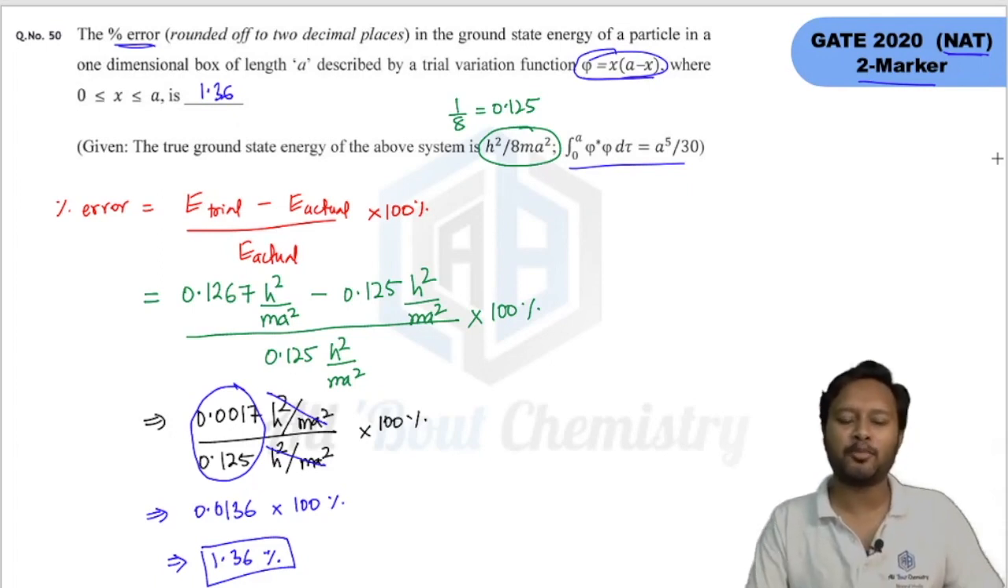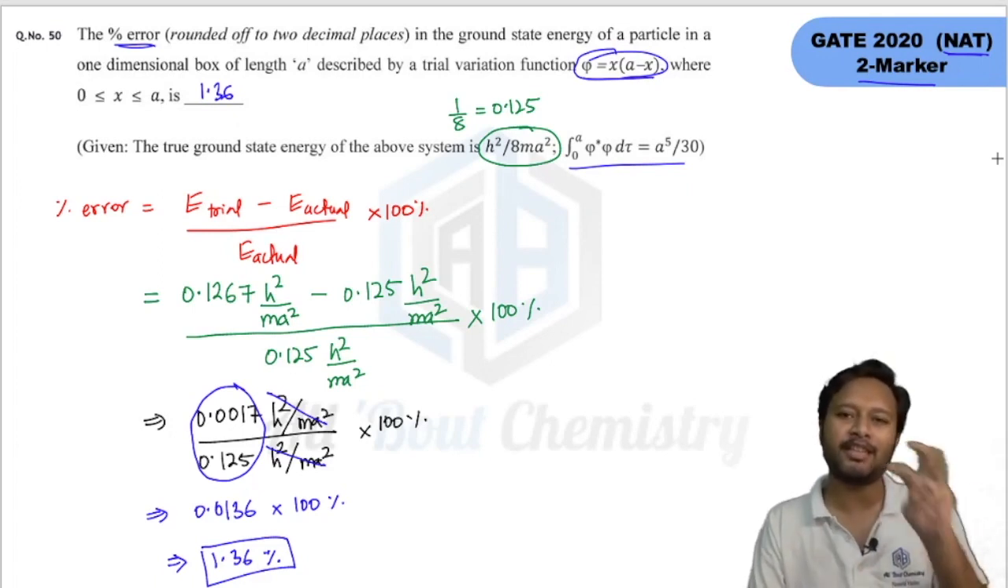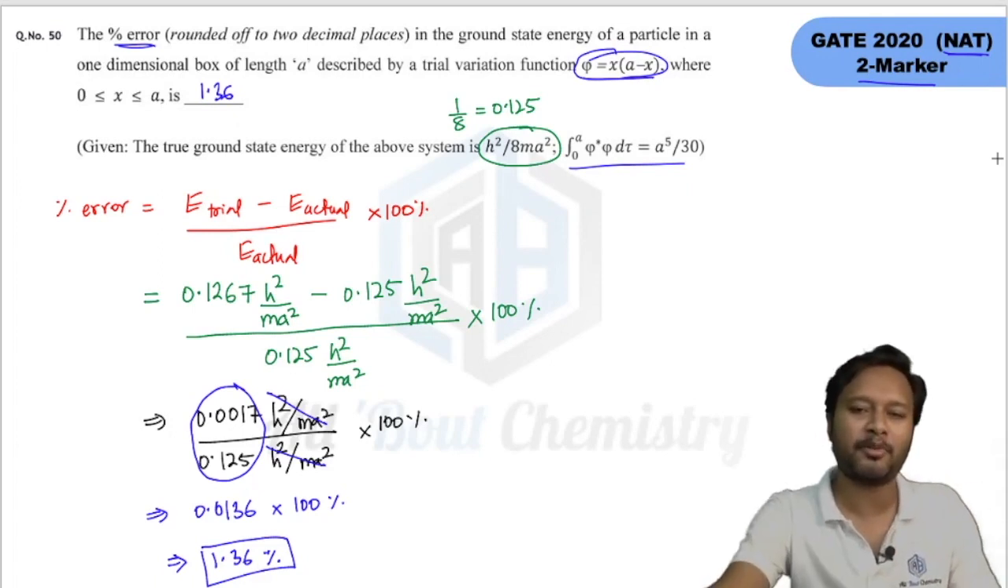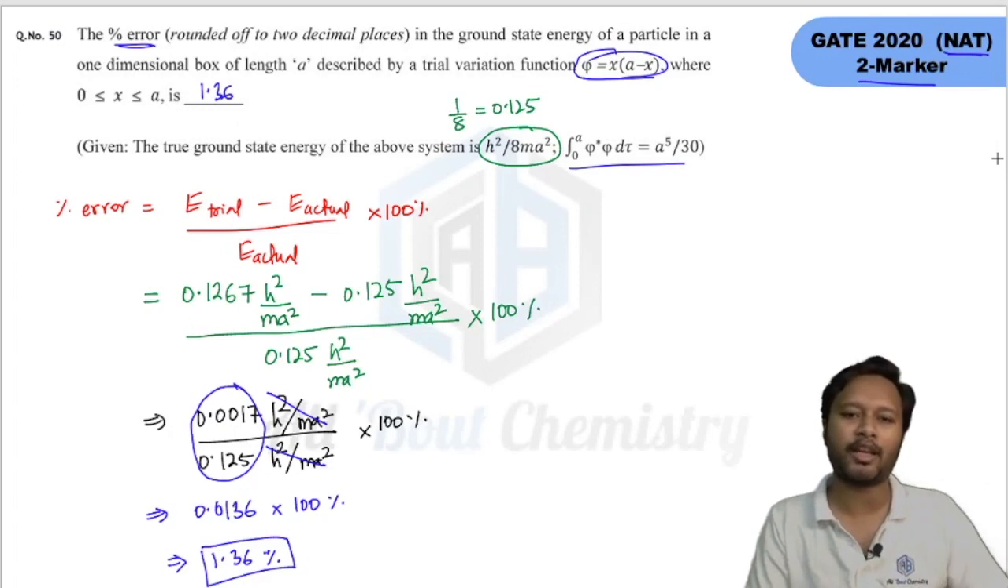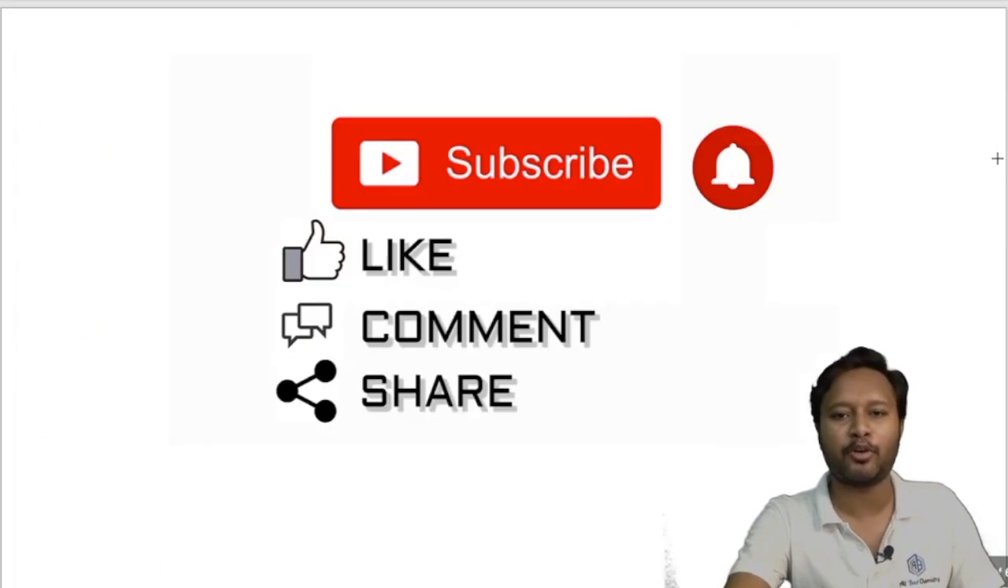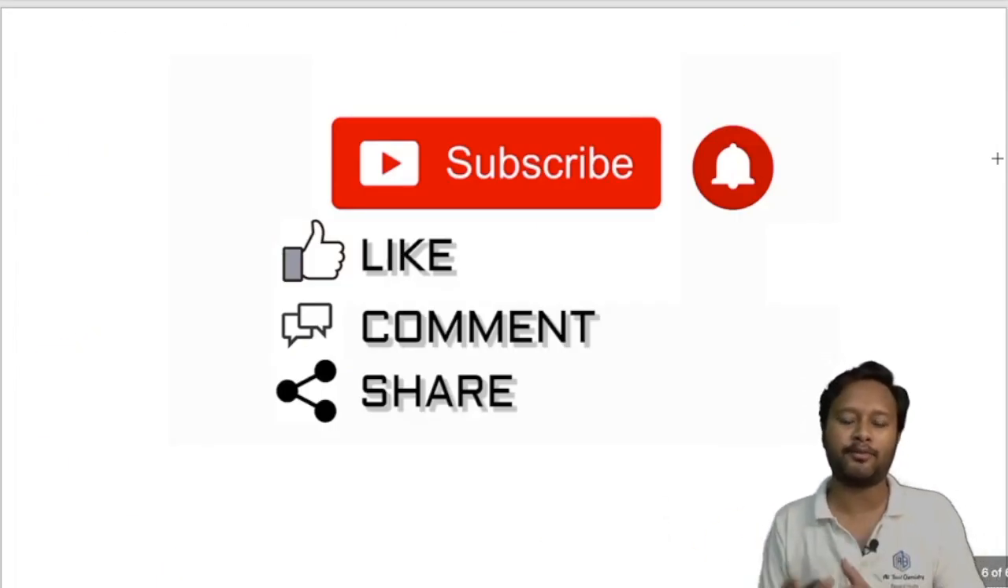So that was all about this particular video. We have done 3 questions which were asked from quantum chemistry in your GATE 2020 exam. 2 of them were MCQ, and 1 of them was a numerical answer type question. I hope whatever I have taught you was helpful to you and you guys understood it well.